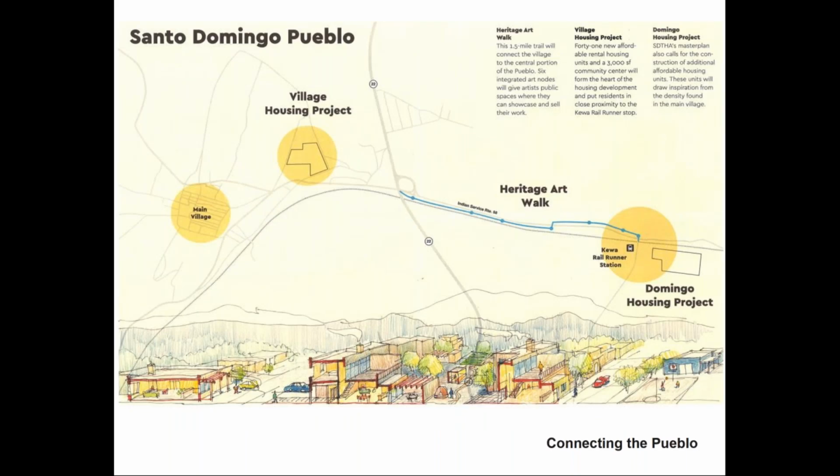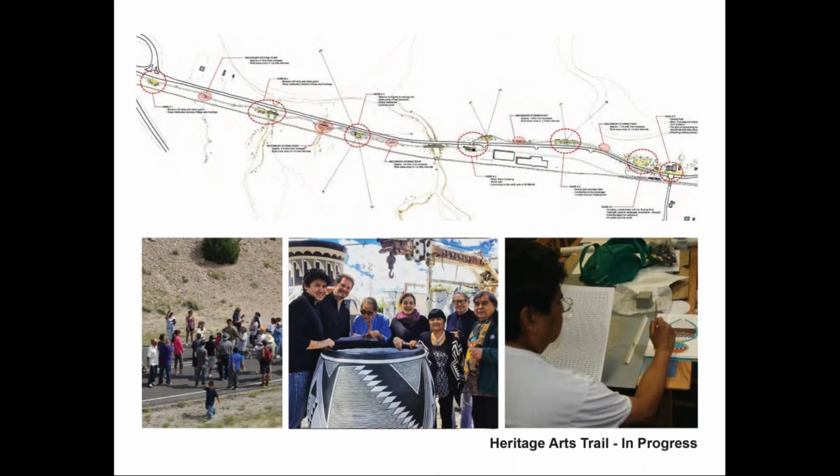This is a little bit about that connection to the main village. This Heritage Art Walk was where we were leveraging and stacking various dollars to make sure that there was pedestrian access between the various communities. We wanted to make sure that whatever we were developing was of the community. So how do we create a trail that speaks to the culture, that speaks to the place?